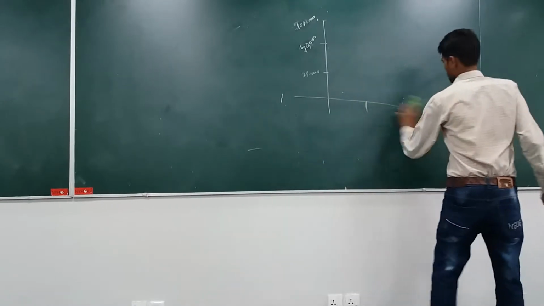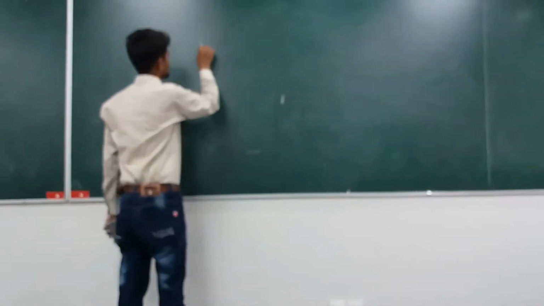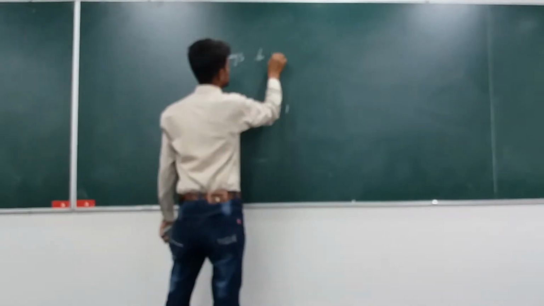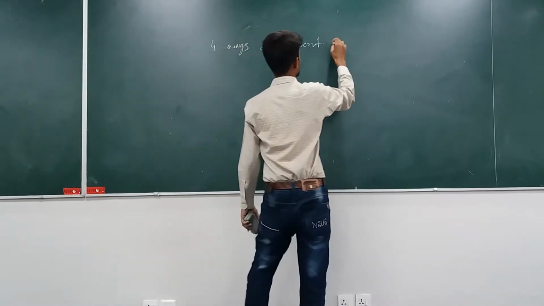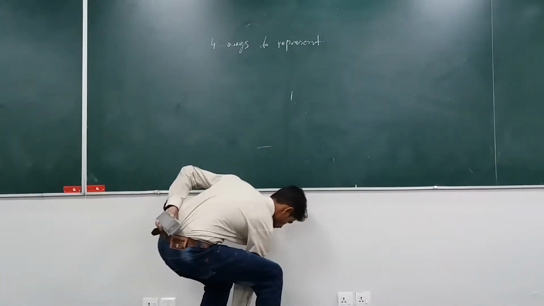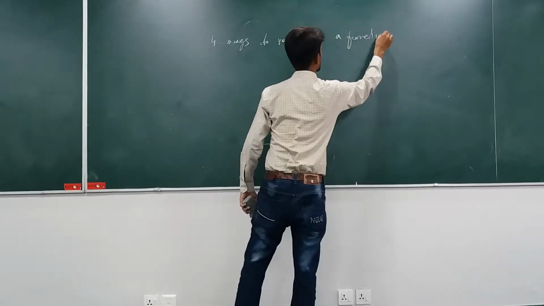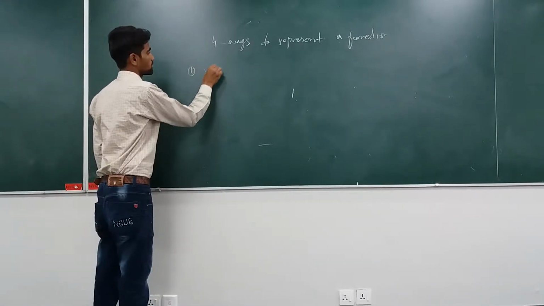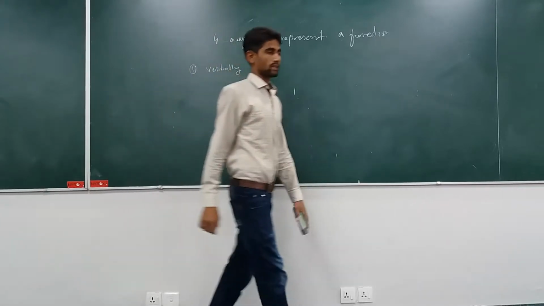Now we are going to learn how to represent a function. There are 4 main ways to represent a function. First of all, verbally, we can represent any function.